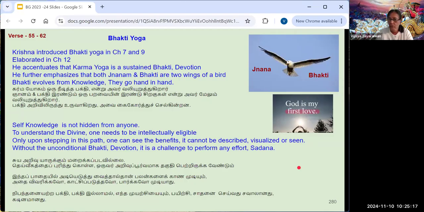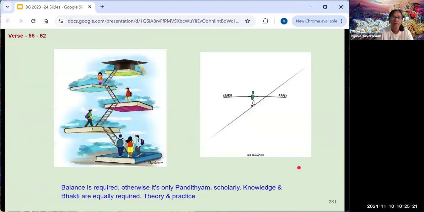And they don't see it in others too. It is mental, inside, antaryami. So this I just picked it up. Balance is required. Otherwise, it is only panditya. You can learn, but you have to apply. Otherwise, you will fall down.